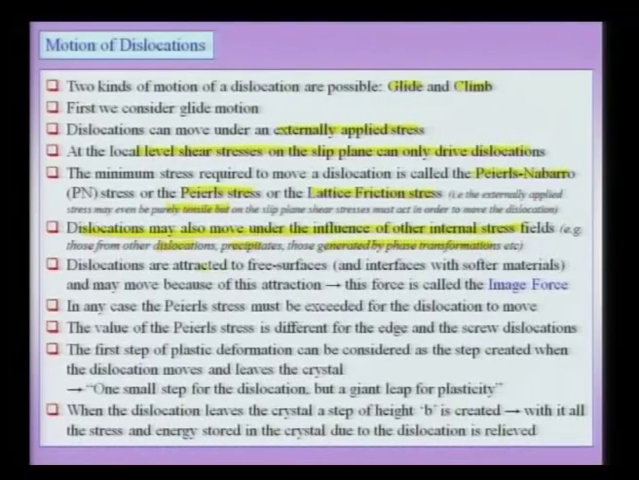Dislocations are attracted to free surfaces and also some interfaces with softer materials, and because of this attraction also they may move, and this force of attraction between a free surface and a dislocation is called the image force, and we will try to understand later why it is called the image force and how it affects my dislocation.